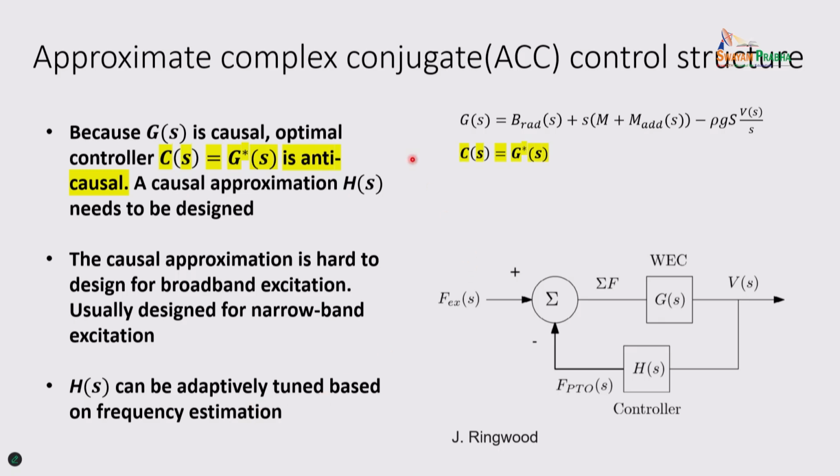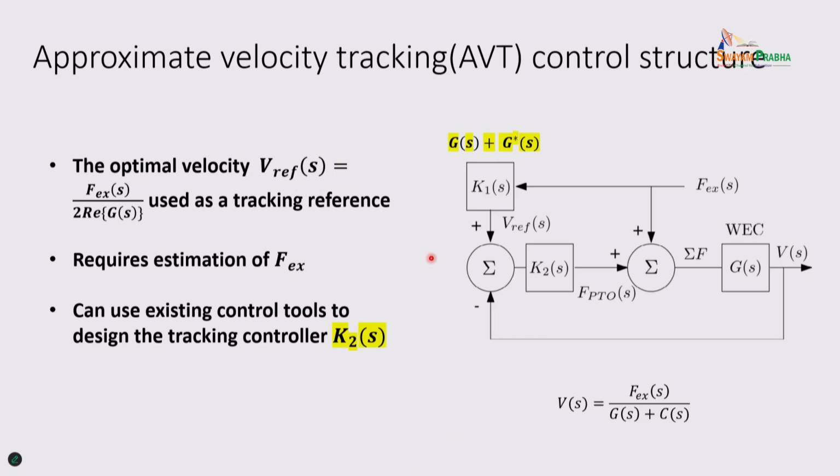That is called ICC control, or approximate complex conjugate control structure, right? And I have to give acknowledgment to Professor John Renwood in Ireland, okay? And another is tracking control and approximate velocity tracking.